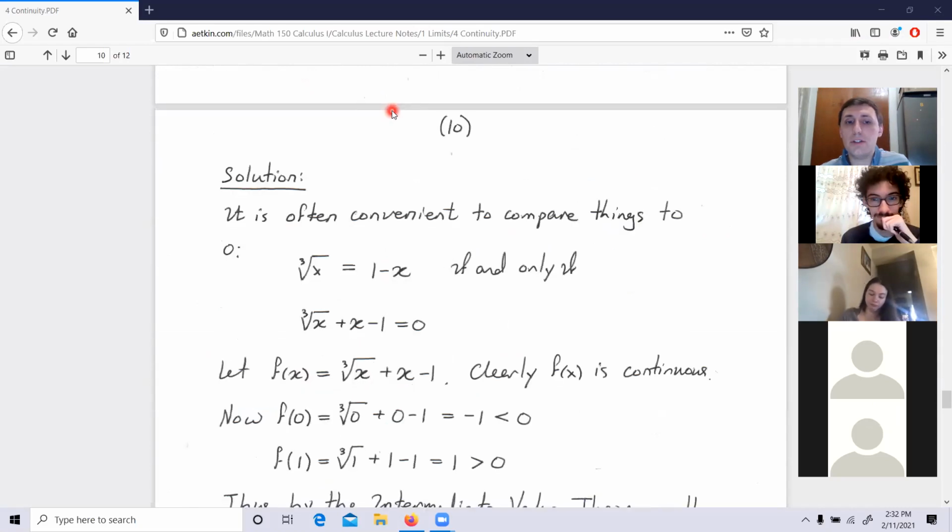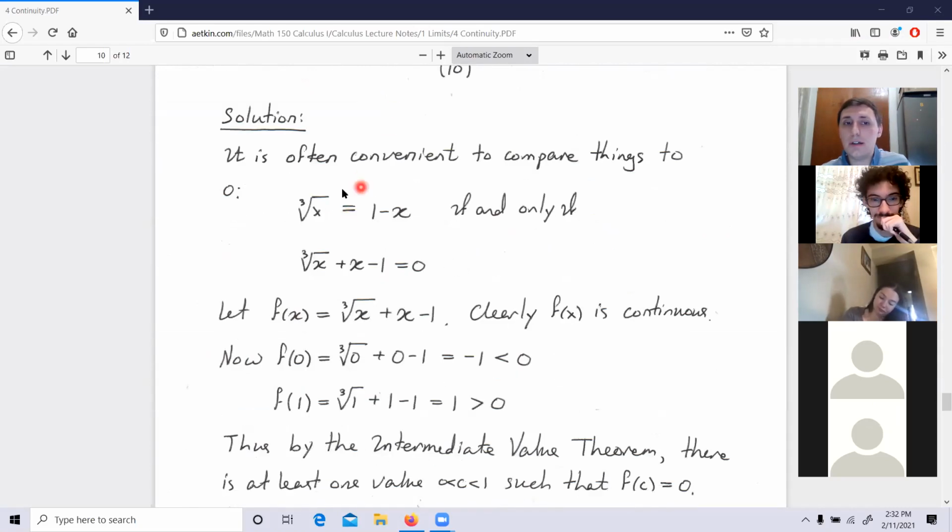So here is what I suggest doing, guys. I suggest comparing to 0. So move, first of all, everything across the equal sign. The minus x becomes a plus x, the 1 becomes a minus 1, and I reduce the equation to cube root of x plus x minus 1 equal to 0. They are exactly the same equations. If I can solve one, I solve the other. Good? So then I define this to be my function. F of x is the cube root of x plus x minus 1.